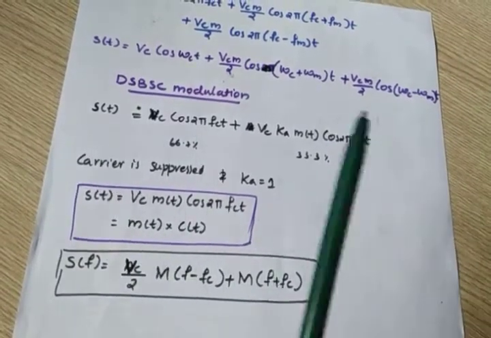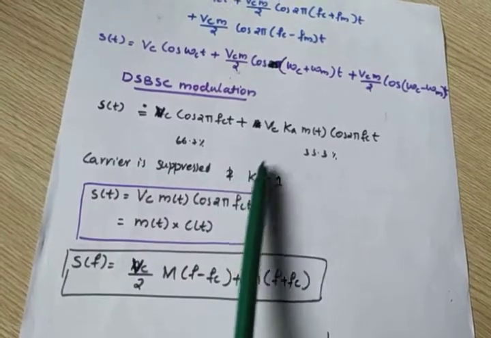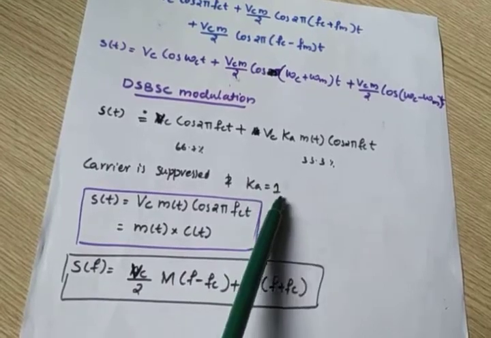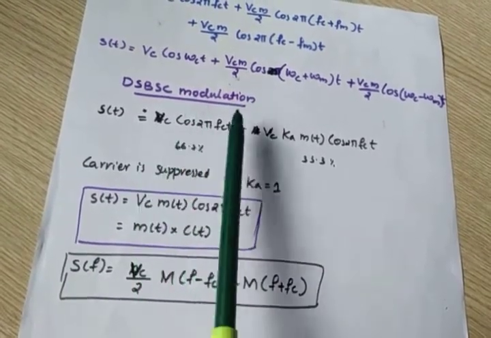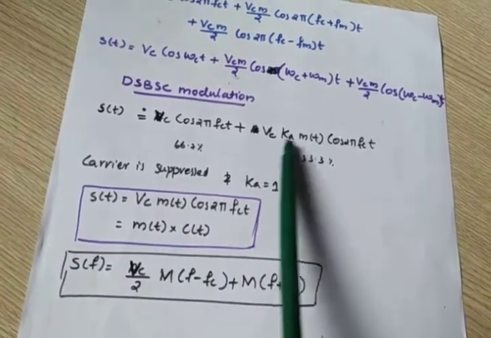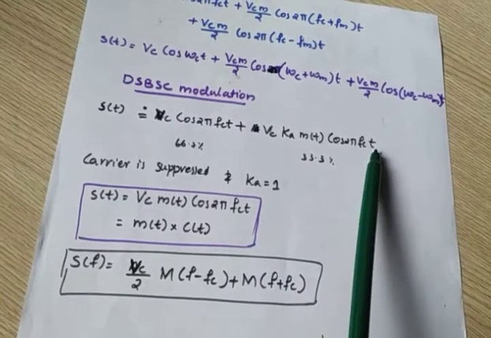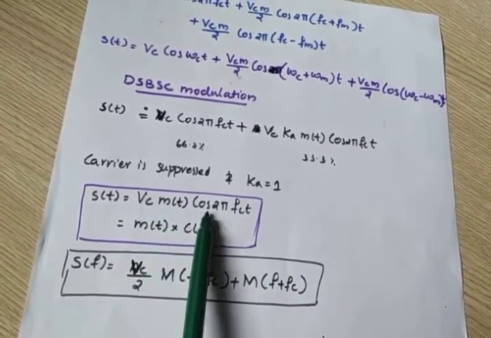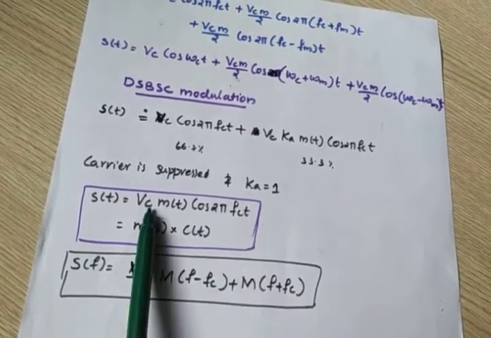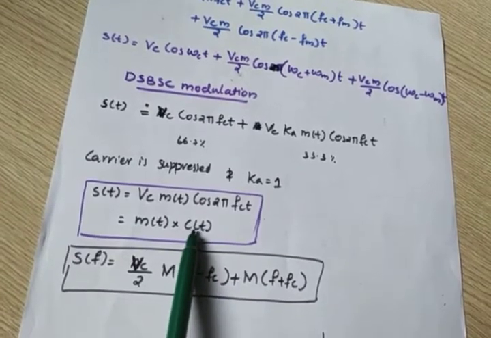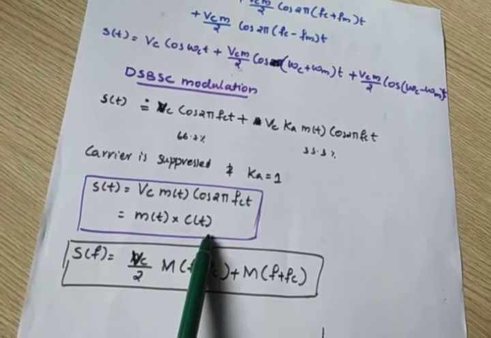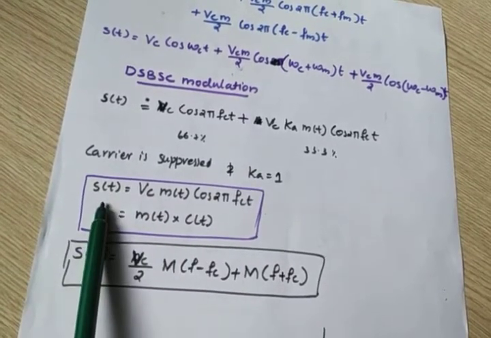So how to suppress the carrier? See here, K is the sensitivity, we take it as 1, and the carrier term is completely suppressed, that means this term is 0. So what is the remaining term? Vc m of t cos 2 pi fct. This is m of t. Vc cos 2 pi fct is nothing but the carrier signal and it is represented as C of t. So m of t is the message, C of t is the carrier. Multiplying carrier and message you will get S of t.